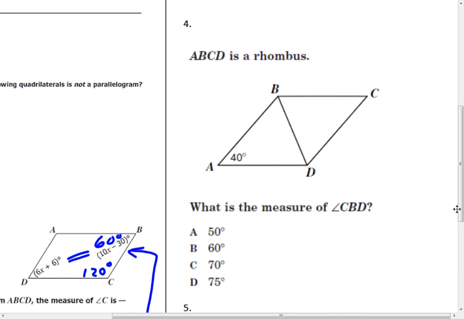Rhombus. The picture I have in my mind of a rhombus is that all those sides are equal. I know that 40 goes up here. And within my rhombus picture, I said that the angles next to each other are the same. These two are the same as these two. The only thing that'll work in that combination would be to have 70 degrees in each of those spots.